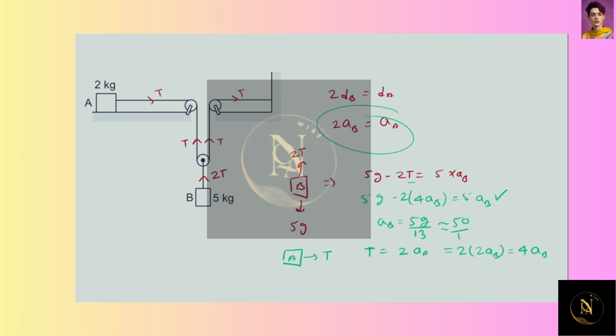which is almost 50 upon 13. Now the acceleration of A, which is twice the acceleration of B, will be almost 100 upon 13. So finally we got acceleration of A equals 100 upon 13 and acceleration of B equals 50 upon 13.